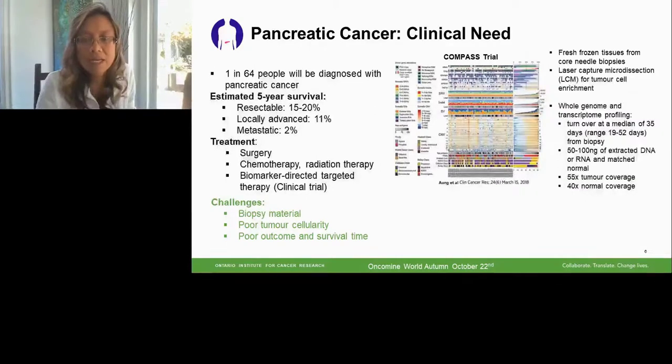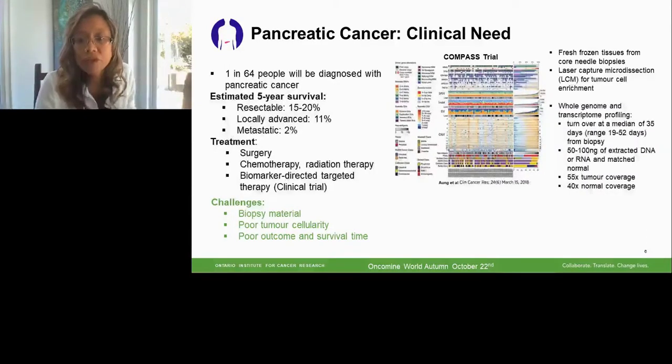The OICR has invested in a large pancreatic cancer initiative called PanCureX. And the goal of this was to profile the genomic and transcriptomic landscape of pancreatic cancer. What I'm showing here are the results from a publication about 2 years ago from the first 60-odd patients, where fresh frozen tissues from needle core biopsies were enriched through laser capture microdissection and extracted for whole genome and transcriptomic profiling.